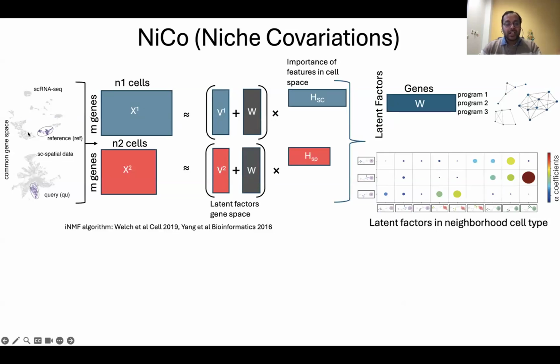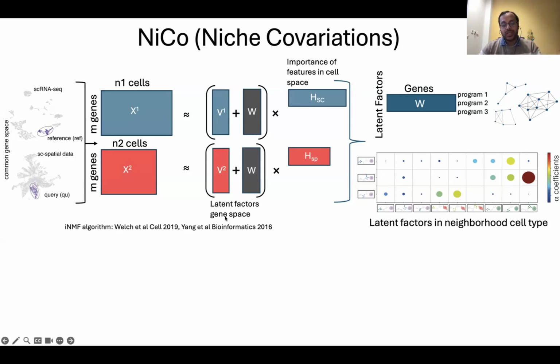So we take the RNA-seq atlas, the one reference atlas, with the same cell types present in the sequencing and the spatial data, and we pull out these two matrices, M genes by N1 cells and M genes by N2 cells, and then we did integrated NMF. This is a different version of the NMF algorithm which is proposed in this paper.